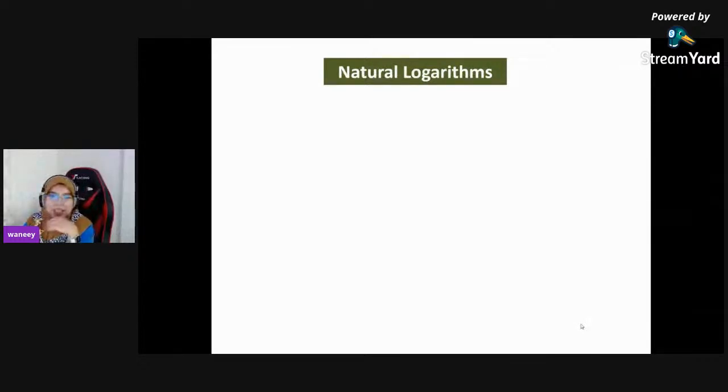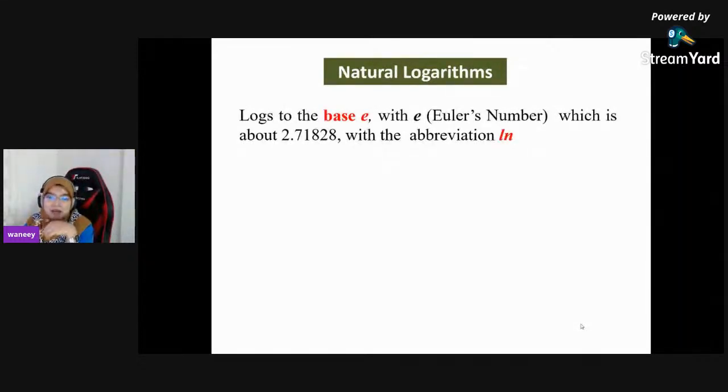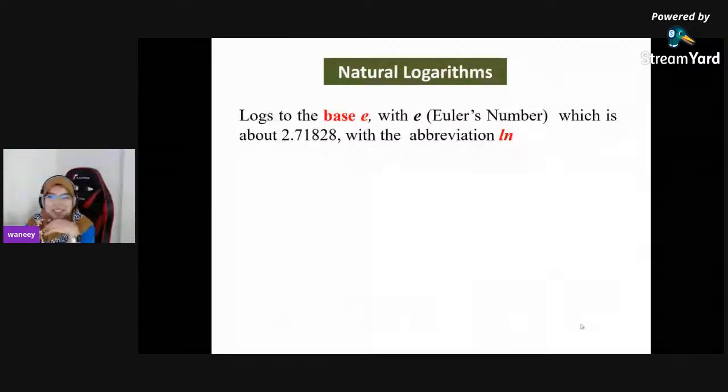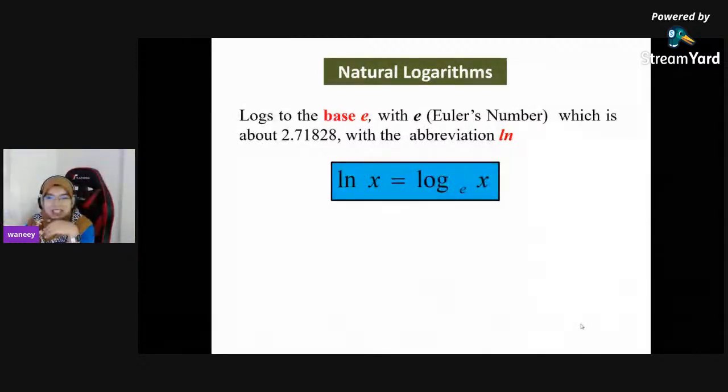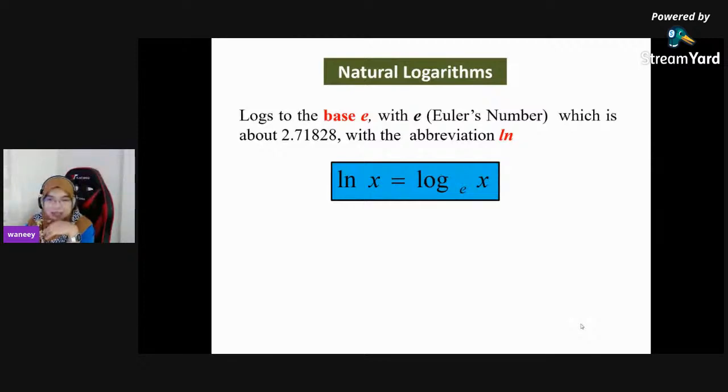Natural logarithm. Okay, so natural logarithm is log to the base of e, or we normally call it Euler's number, which is about 2.71828, with the abbreviation ln. Some people call it natural logarithm. For me, I prefer to call it ln sebab dia macam senang nak sebut ln. Tapi dia tak betul sangat, salah juga sebenarnya sebut tu. Normally the panjang, the correct is natural logarithm. Okay, so ln of x is actually log to the base of e, x.